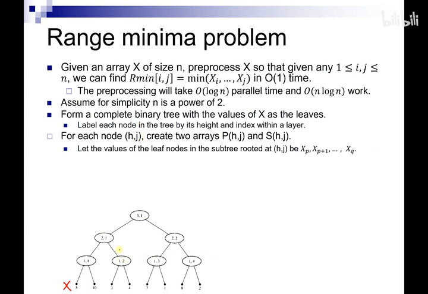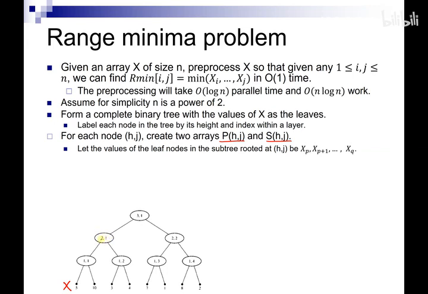All right, so now for each node, we're going to create 2 arrays: the P array and the S array. This node has 2 arrays, this node has 2 arrays, so each of these nodes has 2 arrays, and all of these arrays are different. Let the values of the leaf nodes be the values of X. Now suppose that we're talking about one of these internal nodes.